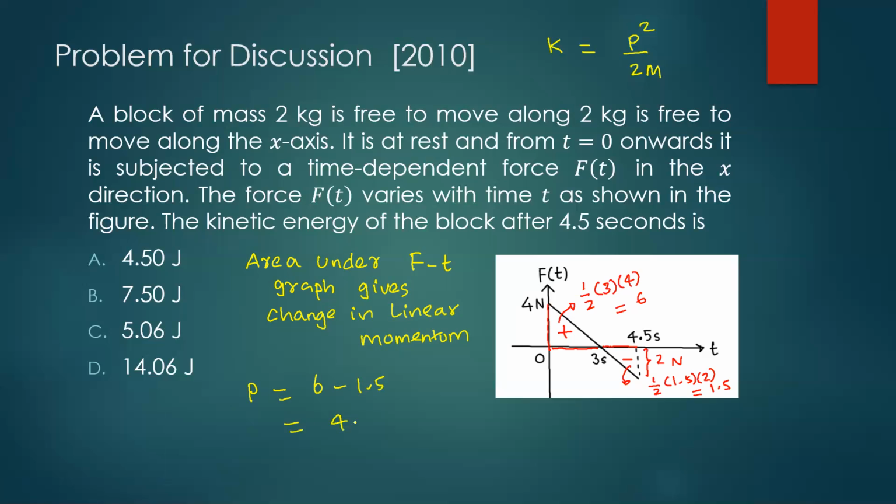So the final momentum will be 6 minus 1.5, so that is 4.5 kg meter per second. I think units are okay. Now the final kinetic energy would be p square by 2m. 4.5 square will be 20.25, and then divide by 2 into mass. Mass is 2, so we are dividing by 4, so it will be around 5.06 joules.